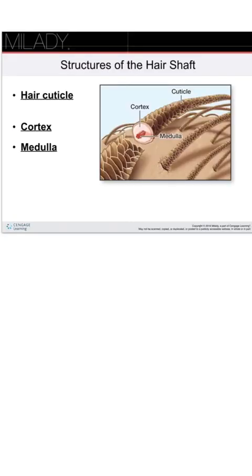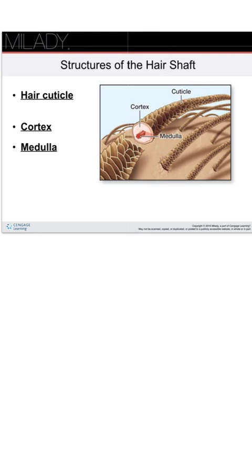The structures of the hair shaft. The hair shaft is what we will be treating in the salon. The hair shaft, if you remember, is the portion of the hair strand that projects above the epidermis, or the top layer of the skin. The hair shaft has three main parts: the hair cuticle, the cortex, and the medulla.